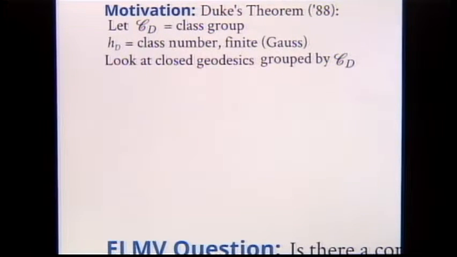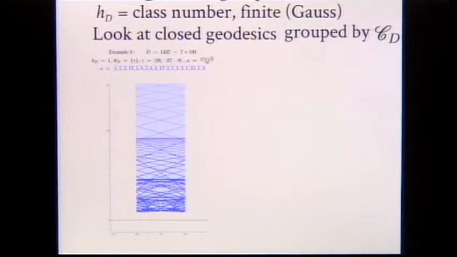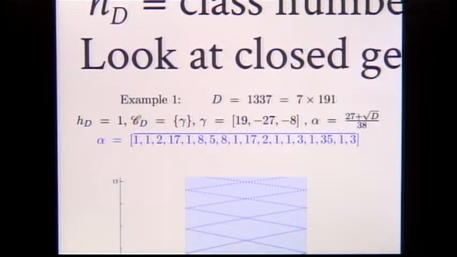And let's look at these closed geodesics grouped by the class, and let's see what happens. So here's our first example. We'll take the discriminant 1337, which is square-free, so it's fundamental. The class number, it turns out, is 1.